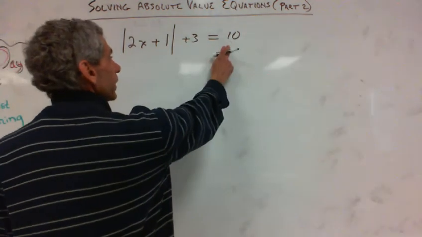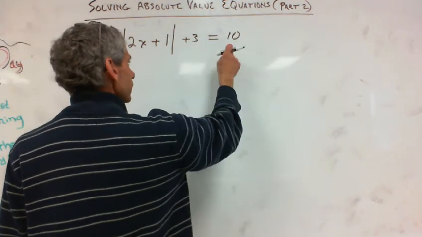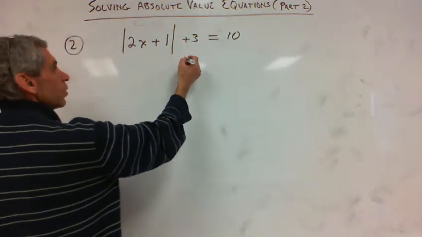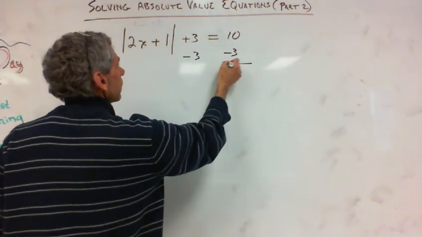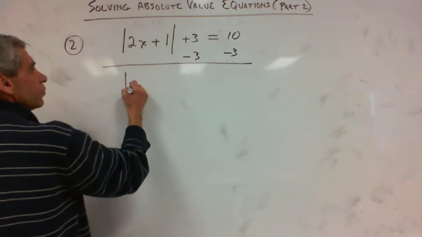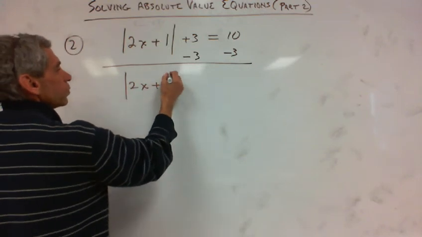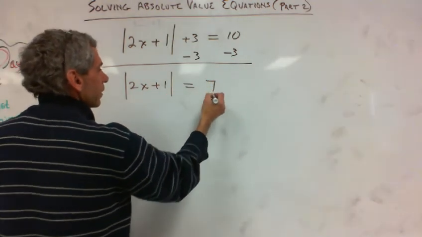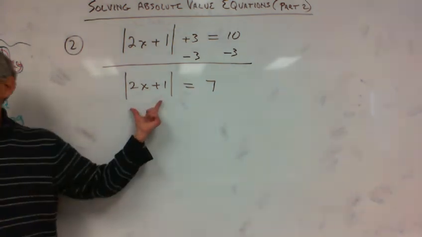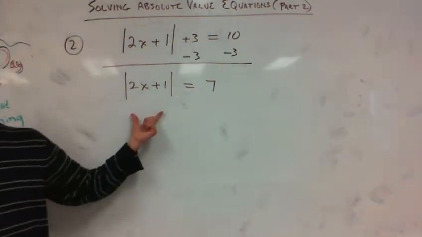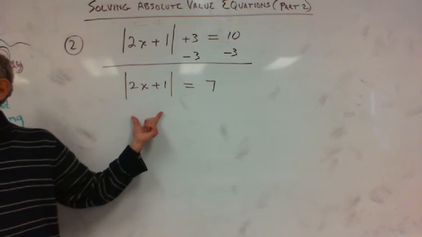I'm really hoping nobody makes this mistake. Do not just immediately put a plus 10 equals positive 10 and equals minus 10. It's going to be totally different. I'm going to subtract 3 from both sides. Now I have the absolute value of 2x plus 1 is equal to 7. Is the absolute value isolated? Yes. Absolutely.